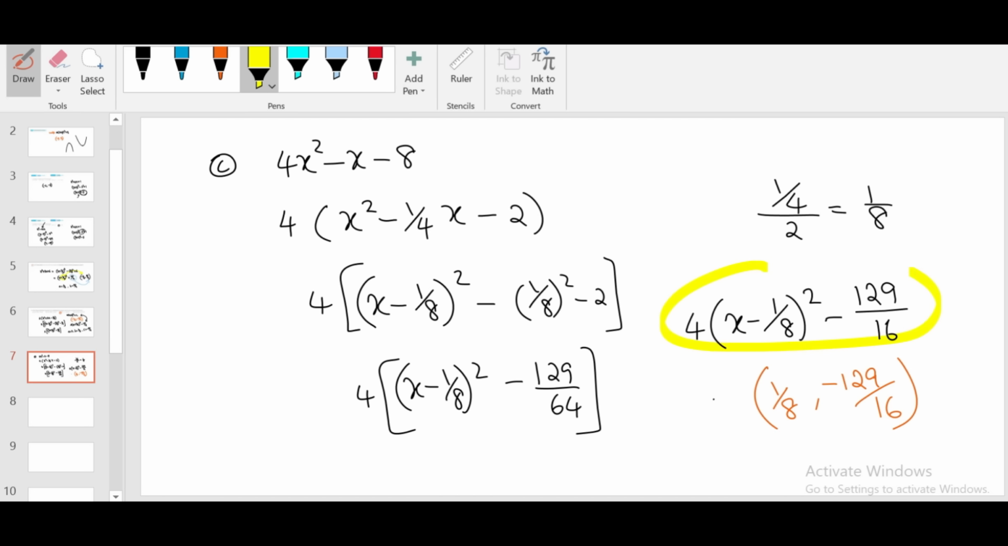Because sometimes in part A they are going to ask you to apply the completing the square. They are going to ask you to write it in this form. In part B they are going to ask you to find the turning point, the coordinates of the turning point. It's going to be a 1 or 2 mark question, so just write it straight away from here. That's all.